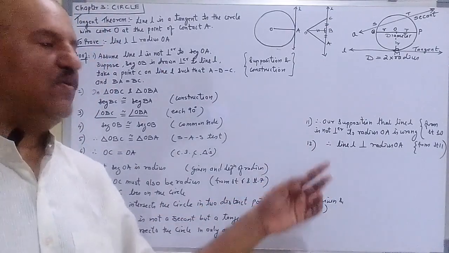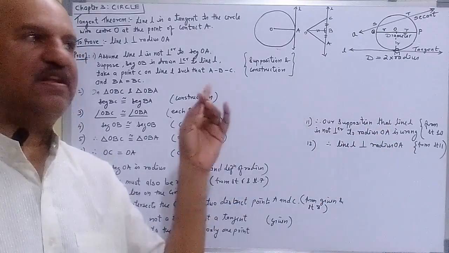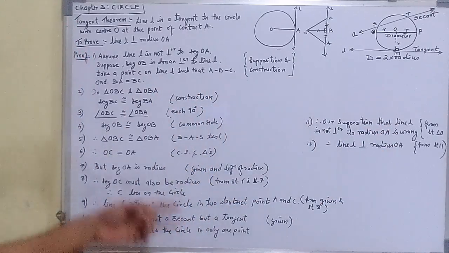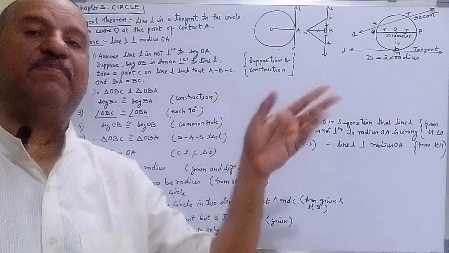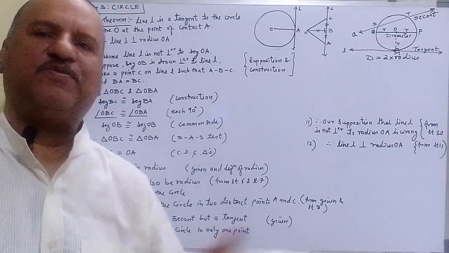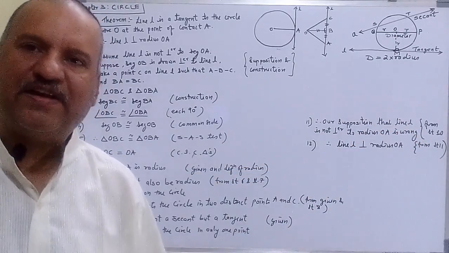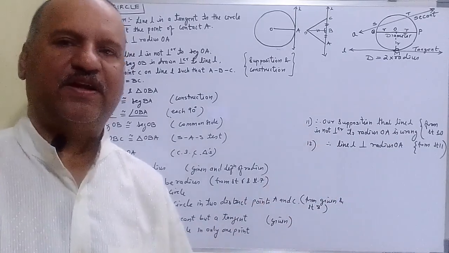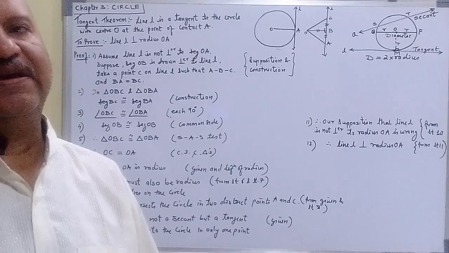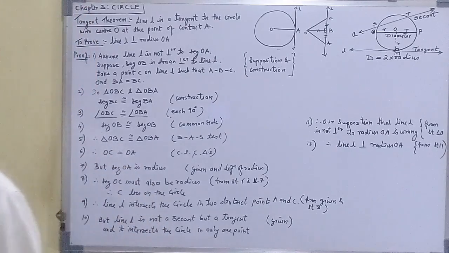Therefore, अब इसका मतलब क्या हुआ? Our supposition that line L is not perpendicular to radius, इसका मतलब हमने जो लिया, अगर ये गलत है तो हमने जो assumption लिया है ना, that line L is not perpendicular to OA has to be wrong. It's wrong from the earlier statement. Therefore, what is right? अगर वो wrong है तो right क्या है? Line L is perpendicular to radius OA. ये अपना right statement.